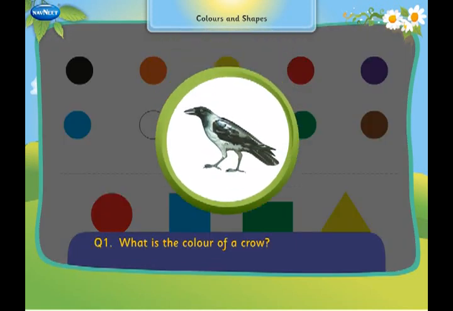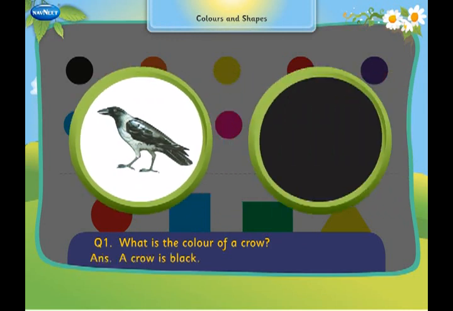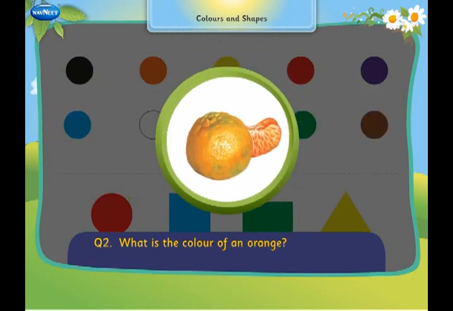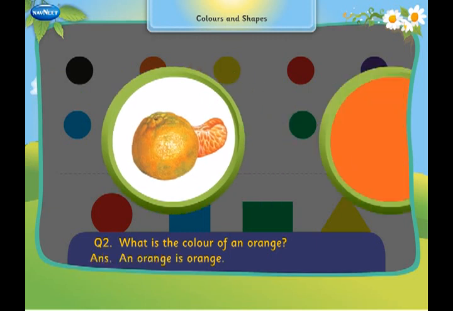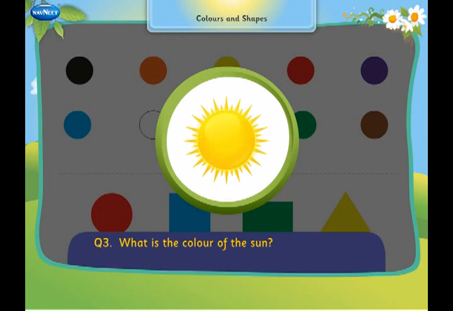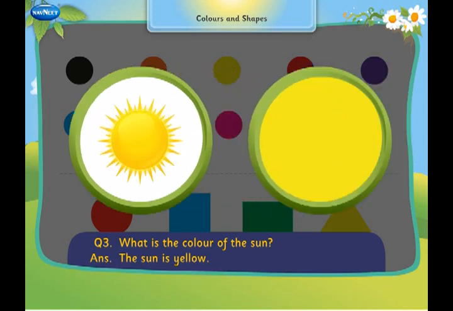What is the color of a crow? A crow is black. What is the color of an orange? An orange is orange. What is the color of the sun? The sun is yellow.